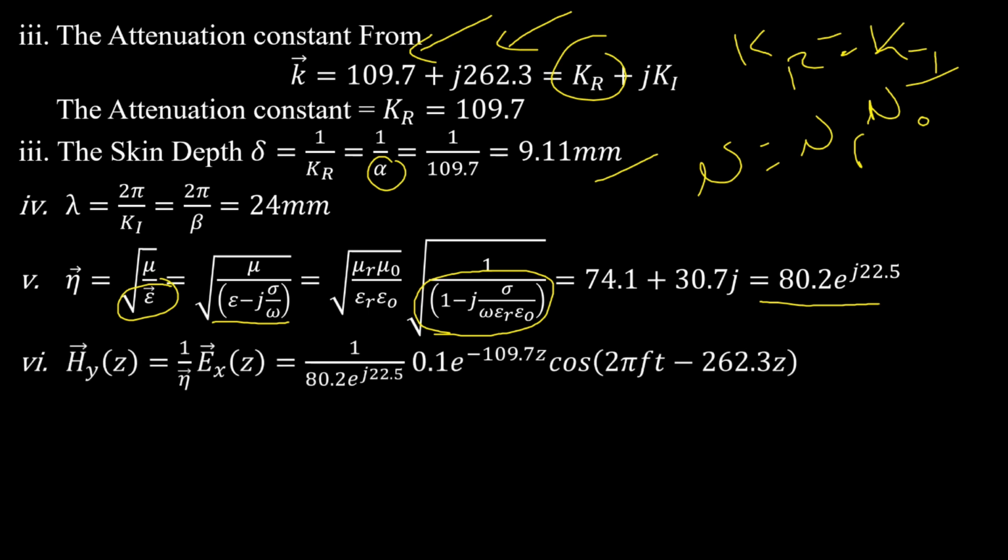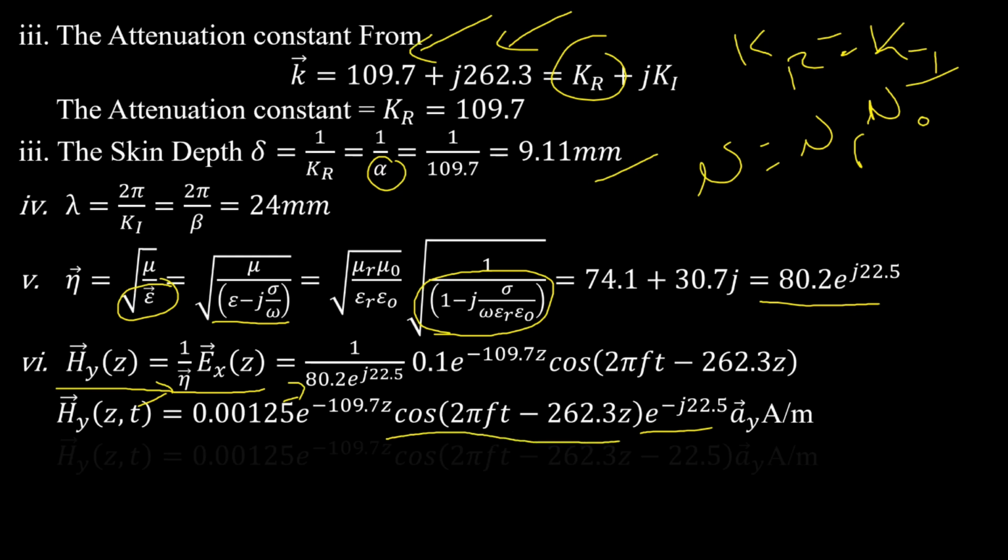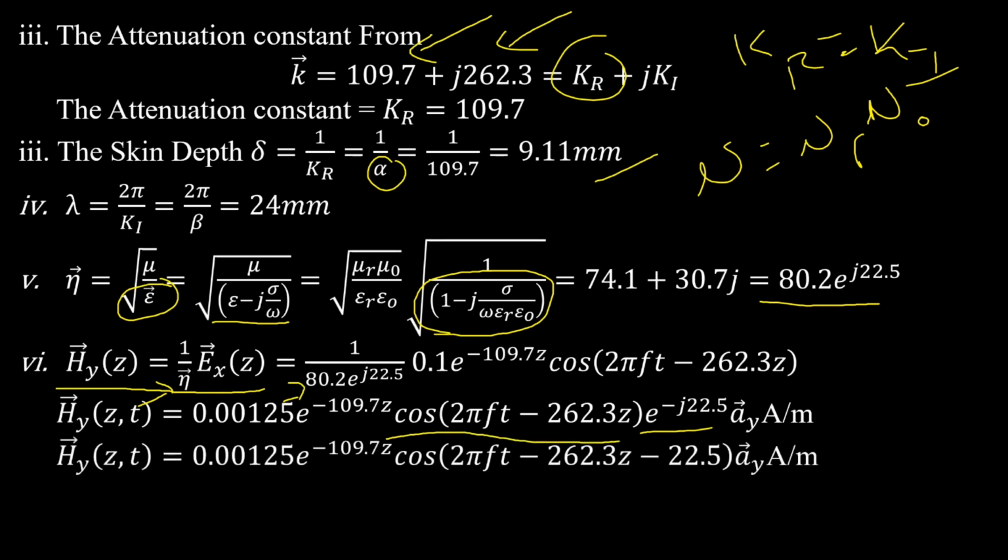So finally, our H field should be given by this expression. Don't forget, this is a relationship between the H field and the E field, whereby the intrinsic impedance is present. So if we substitute the intrinsic impedance here and do a little bit of arithmetic, we're going to have this expression. And finally, this expression here can be absorbed into this to give us our final answer for our H field as this.